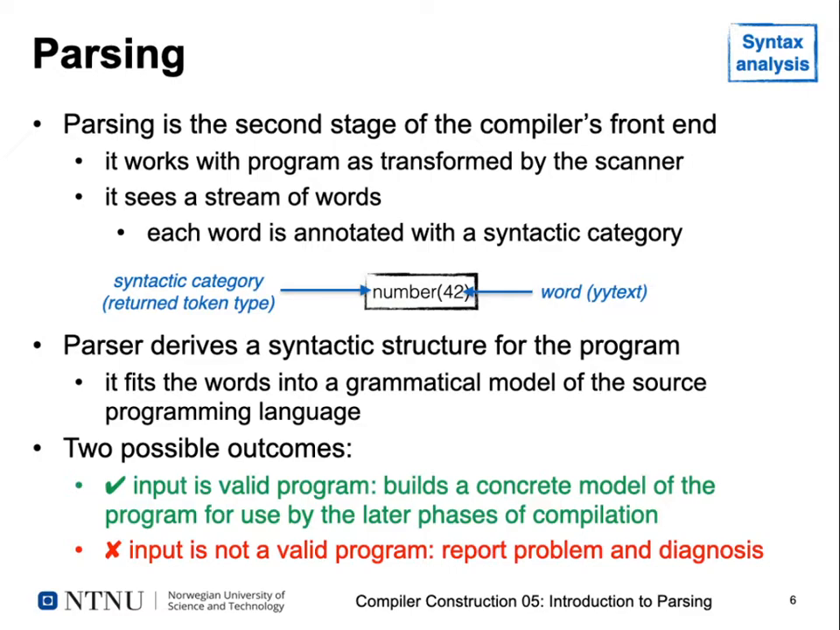And as I already mentioned before, there are two possible outcomes of this. Either you manage to write a program without any errors, so this means your input is valid. So our parser can build a concrete model of the program, so it can reconstruct the structure because your input program had a valid structure. And this can be used by later phases of compilation. Or if you made some mistake, your input is not a valid program, so your parser should be able to report a problem and a diagnosis, and maybe even propose what you can do to fix the problem.